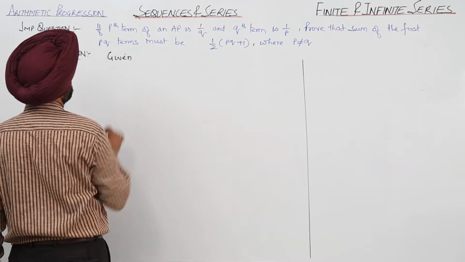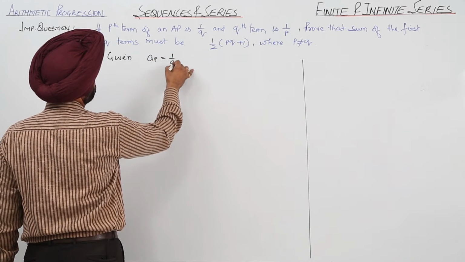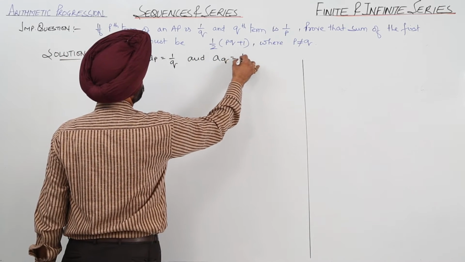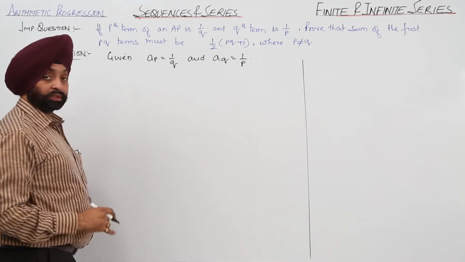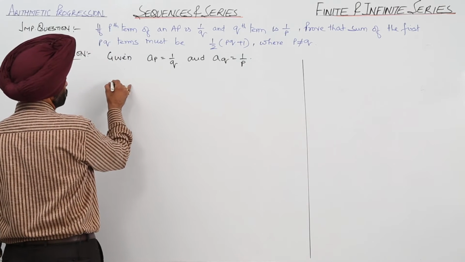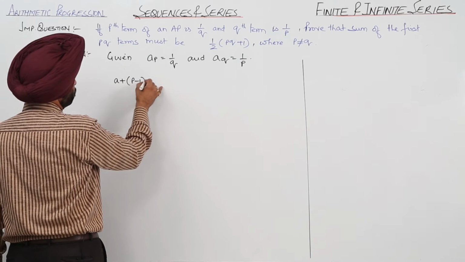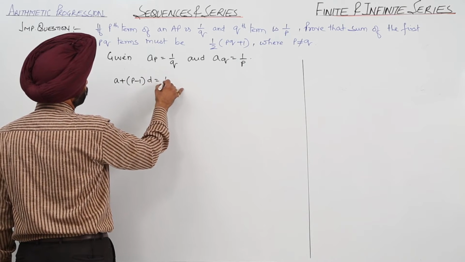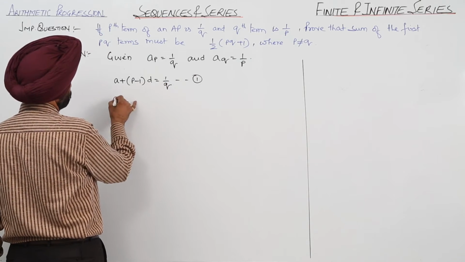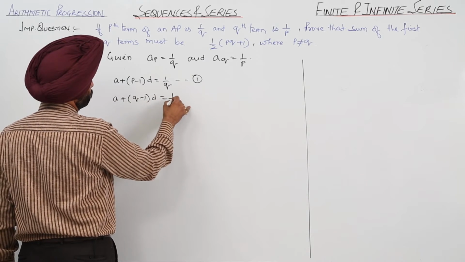Now, given the pth term of the AP, a_p, is equal to 1 upon q and a_q is 1 upon p. So, using this, let us find the common difference and the first term. Now, a plus (p minus 1) times d is 1 upon q, equation 1, and a plus (q minus 1) times d is 1 upon p, equation 2.